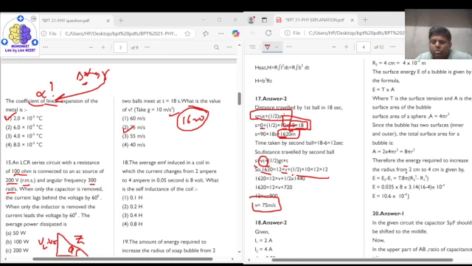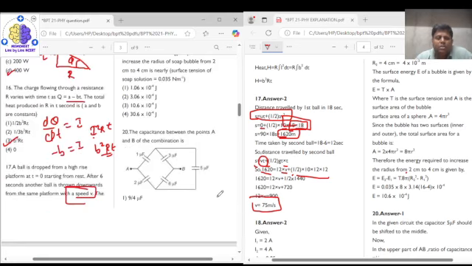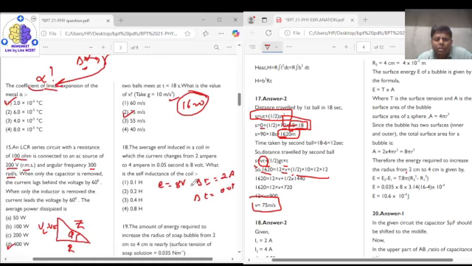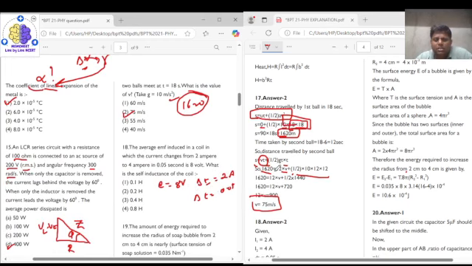So now let's come to question number 18. Question number 18 says that the average EMF induced in a coil with the current change from 2 ampere to 4 ampere. So we have E as 8 volts and change in current is from 2 amperes to 4 amperes, that is 2 amperes, and the time delta t is 0.05 seconds, right? They are asking you the self inductance.